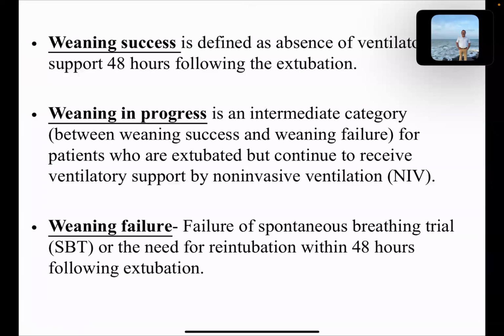Now, when you call weaning a success, weaning success is defined when the ventilator is not there for 48 hours following the extubation. Now weaning in progress is an intermediate category. Suppose every day you are giving the weaning trial, and one day you extubate and keep the patient on a non-invasive ventilator.